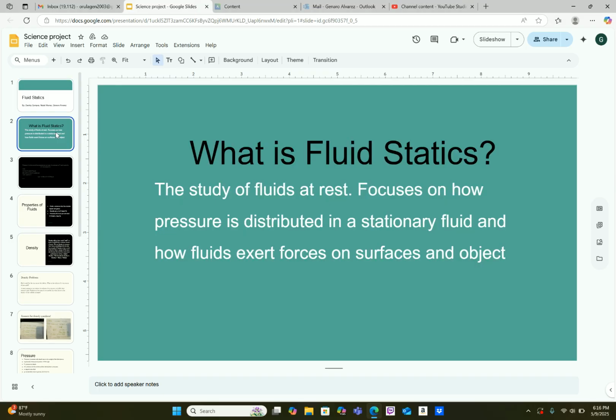What is fluid statics? The study of fluids at rest focuses on how pressure is distributed in a stationary fluid and how fluids exert forces on surfaces and objects. For a better understanding, it just means how fluids behave when they are not moving, allowing us to predict pressure distributions, buoyancy forces, and the behavior of objects within the fluids.